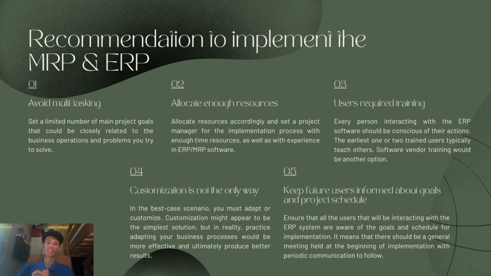And the next one is customization is not the only way. In the best case scenario, you must adapt or customize. Customization might appear to be the simplest solution, but in practice, adapting your business processes would be effective and ultimately produce better results. And finally, the last one, keep future users informed about goals and project schedule. Ensure that all the users that will be interacting with the ERP system are aware of the goals and schedules for the implementation. It means that there should be a general meeting held at the beginning of implementation with periodic communication to follow.